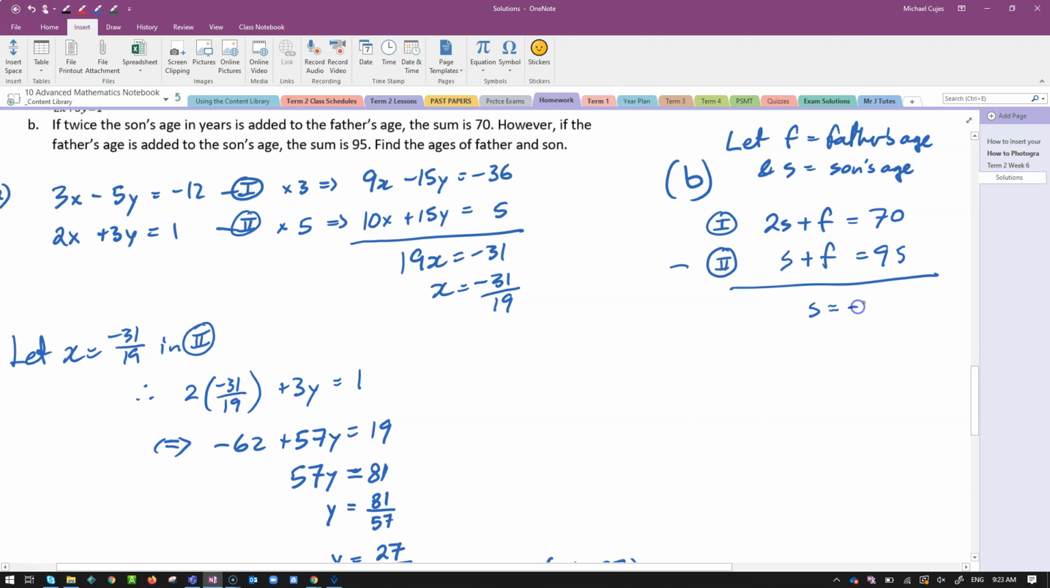The son is yet to be born. He is negative 25 years old. He's going to be born in the future. Oh, it makes perfect sense.